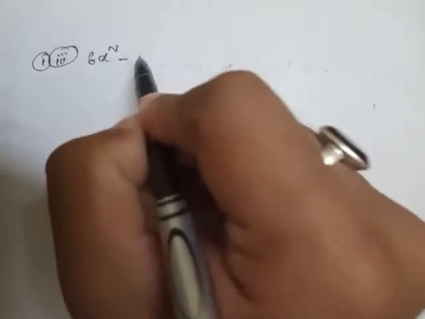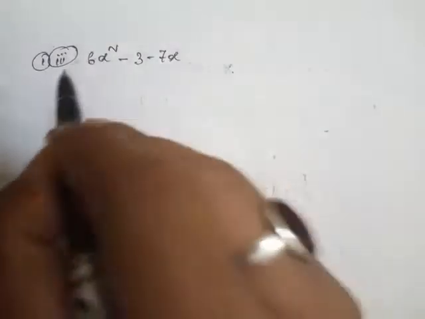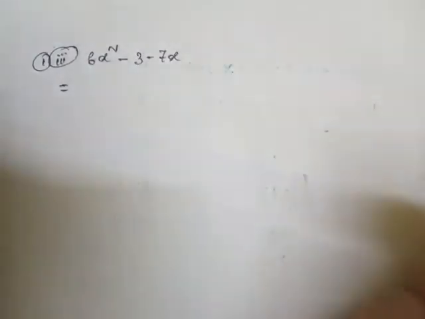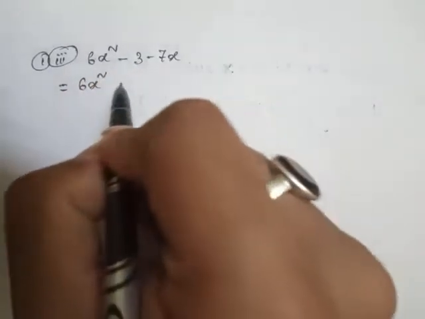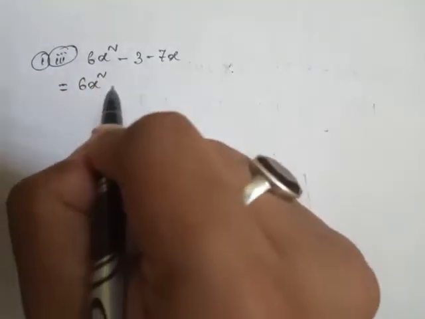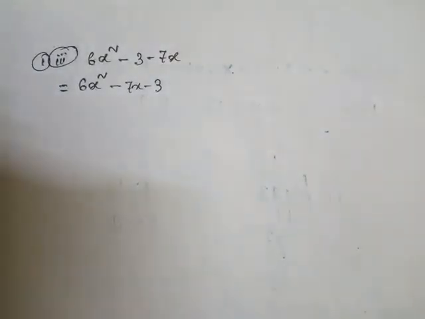Students, now exercise 2.2 question number 1, Roman 3. The question is actually 6x square minus 3 and minus 7x. Now we have to solve this one. Before that I will just interchange the equation, like 6x square minus 7x minus 3. After that I'm going to solve this equation.